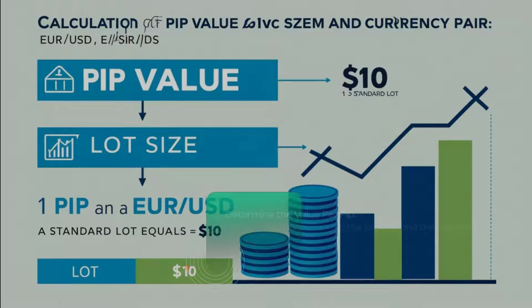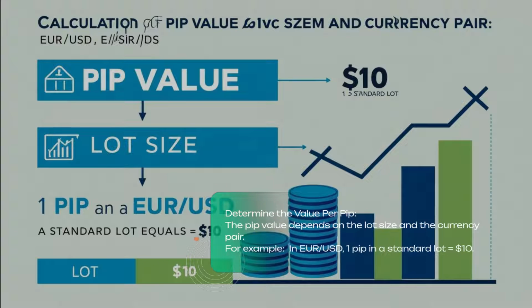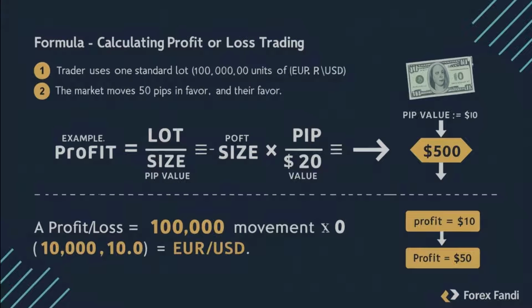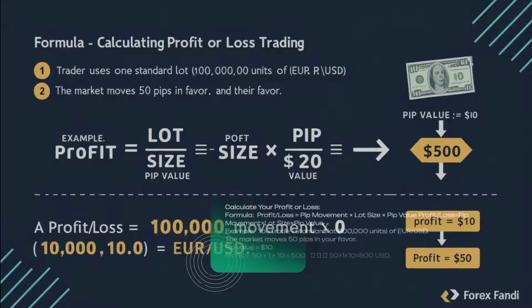Determine the value per pip. The pip value depends on the lot size and the currency pair. For example, in EUR/USD, 1 pip in a standard lot equals $10. Calculate your profit or loss. Formula: profit/loss equals pip movement times lot size times pip value.